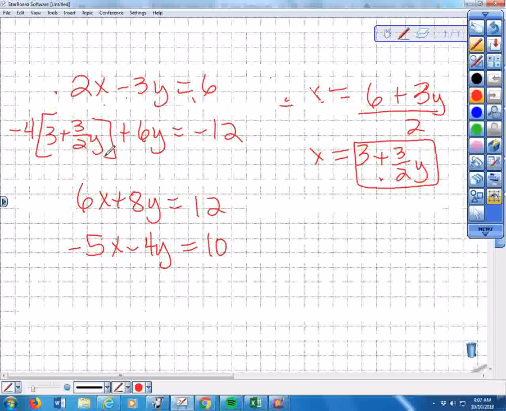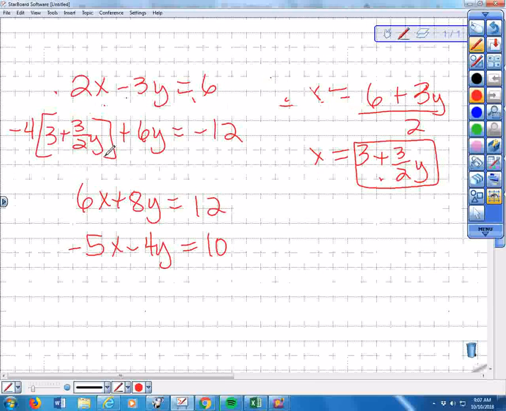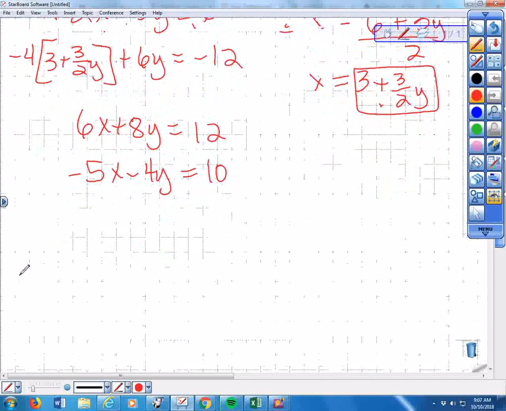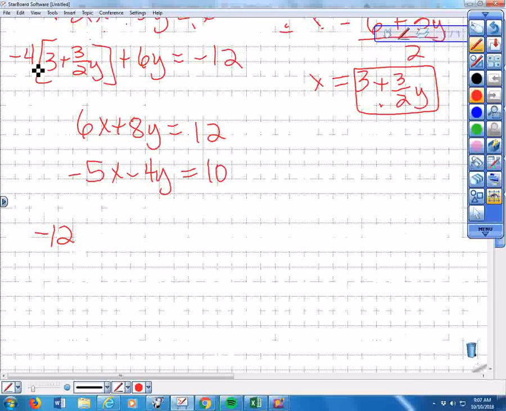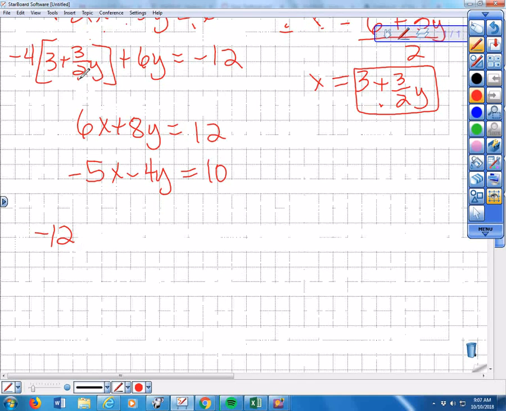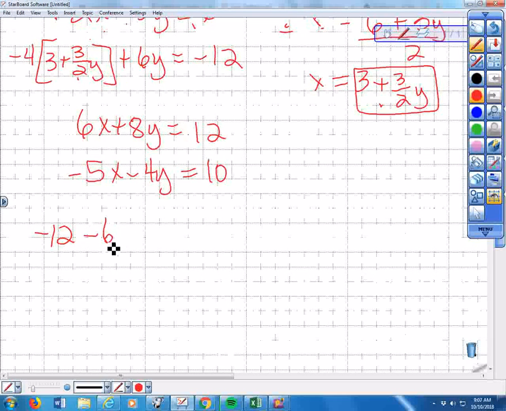Okay, so now I'm going to go ahead and distribute my negative 4. I'm going to do it down here. Negative 12. What's negative 4 divided by 2? Negative 2 times 3 is negative 6.